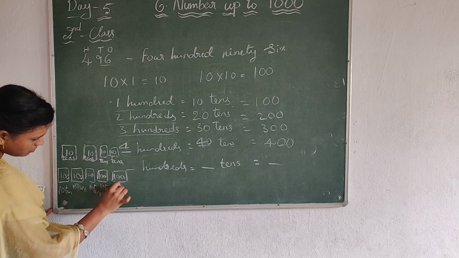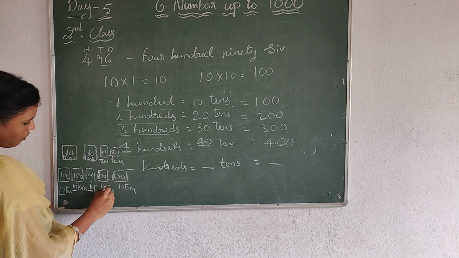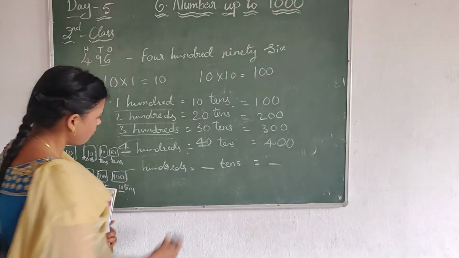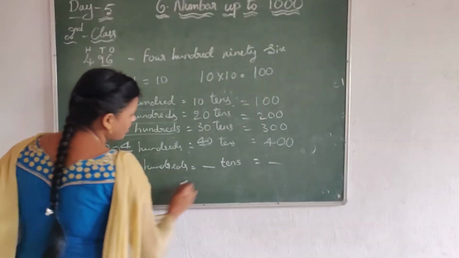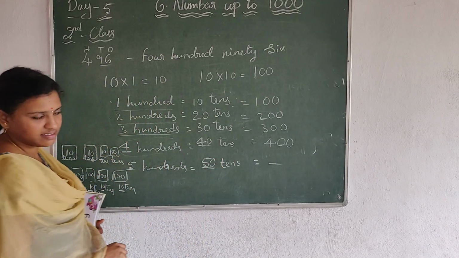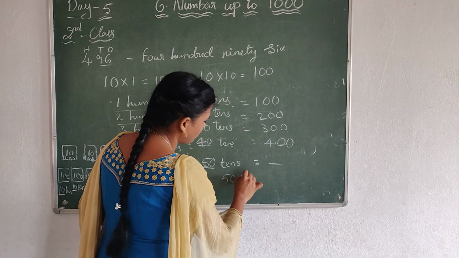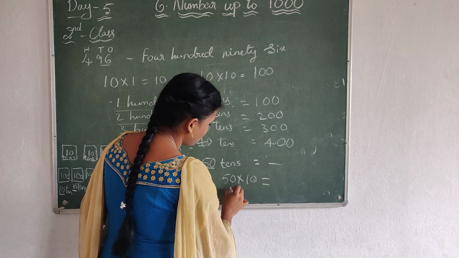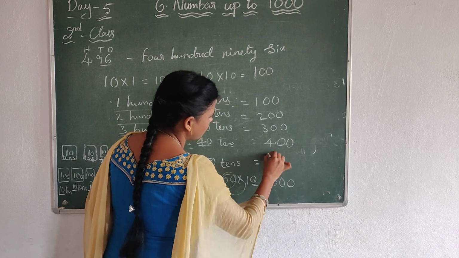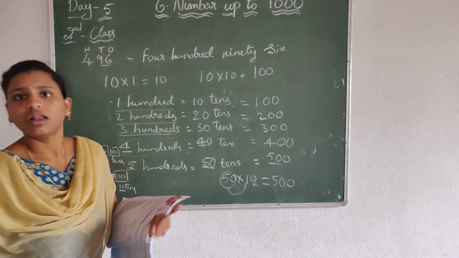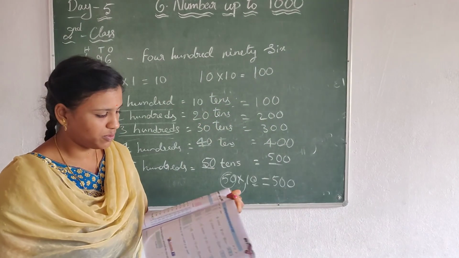See. So how many hundreds are there? 1, 2, 3, 4, 5. 5 hundreds. First tell me how many hundreds are there? 500. How many tens? 50 tens. So 500 or 50 tens. 50 times 10, okay, 50 into 1 equals 50, and write this 0 here. So the answer is 500. Like that, you fill all these boxes in your textbook.